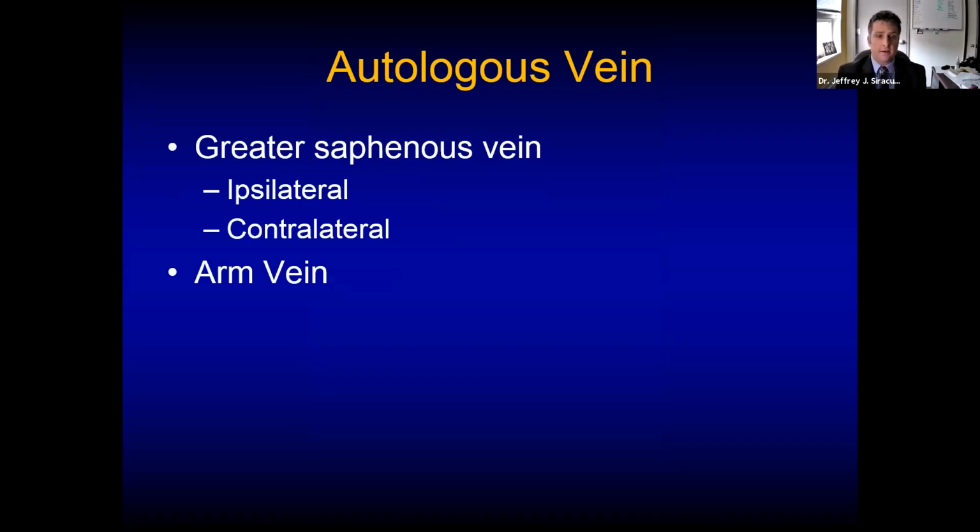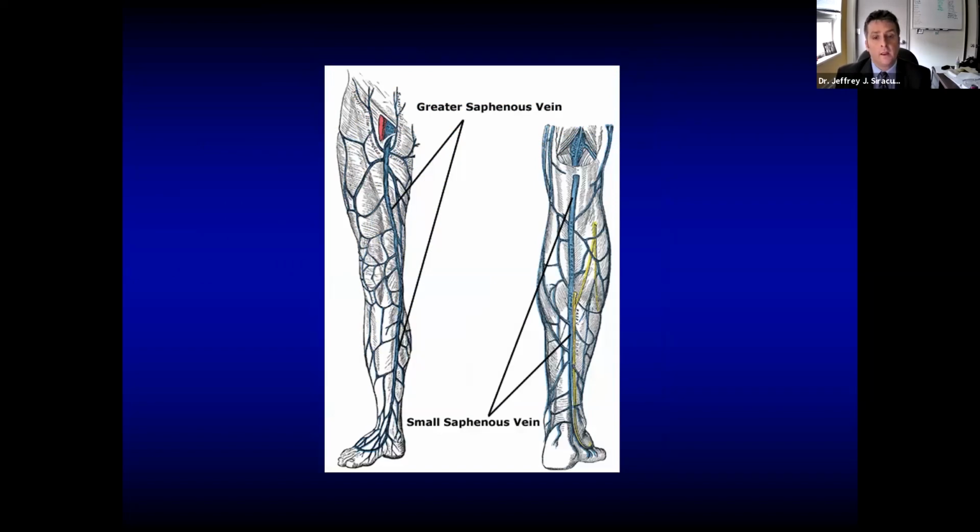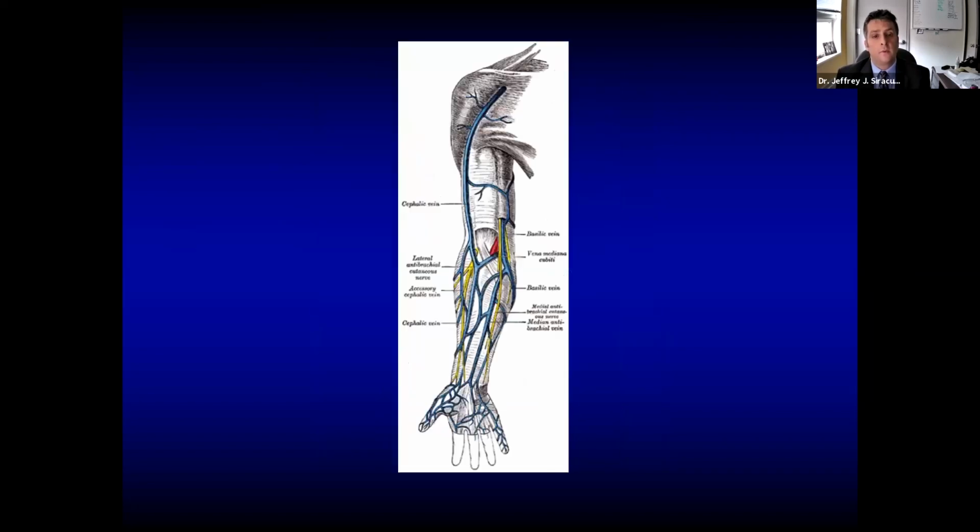Autologous vein can encompass greater saphenous vein, either ipsilateral or contralateral, arm vein, and also small saphenous vein. And these are more common veins used in the leg for procurement. Arm vein can also be used, often the cephalic basilic vein, sometimes a single segment, sometimes spliced, and sometimes a complete upper extremity loop.